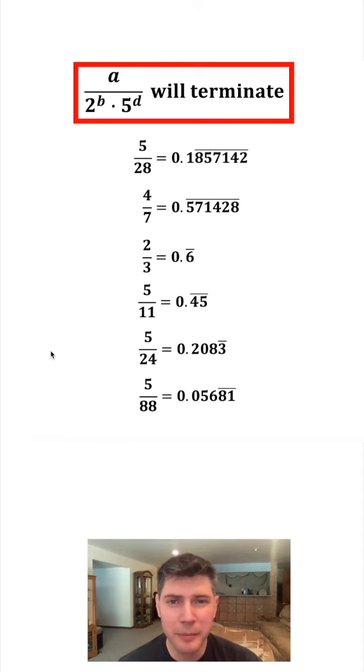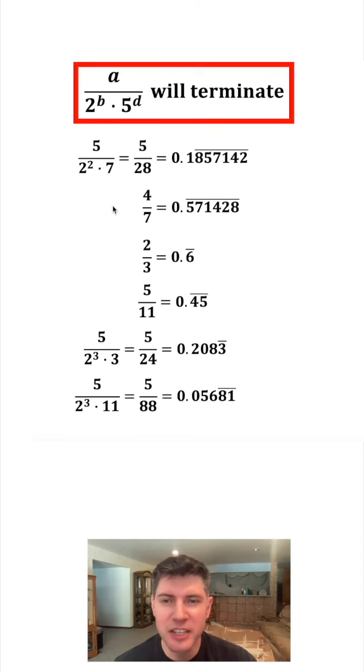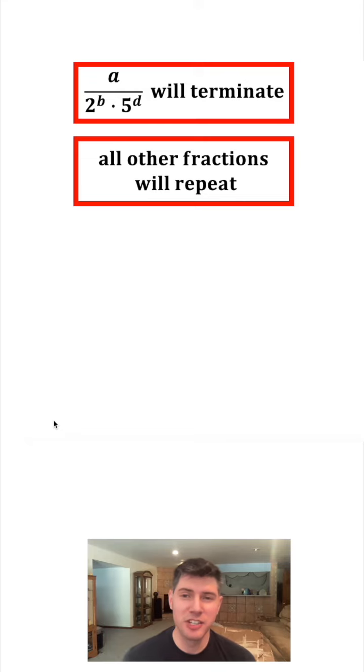And if we break the denominators down into factors, you can see none of these are of the form 2 to the b times 5 to the d. This one has a 7, 7 has a 3, has an 11. Even though it does contain a 2 to the b, the whole thing needs to be only 2 to the b's and 5 to the d's. And so here basically is the general rule. Anytime you have something that's an integer over 2 to the b times 5 to the d, that will terminate. All other fractions will repeat. How exciting.